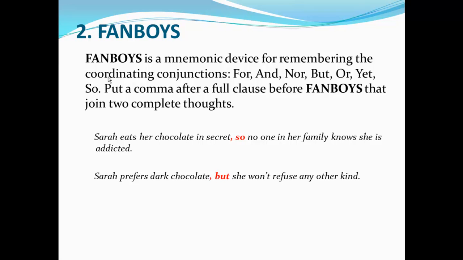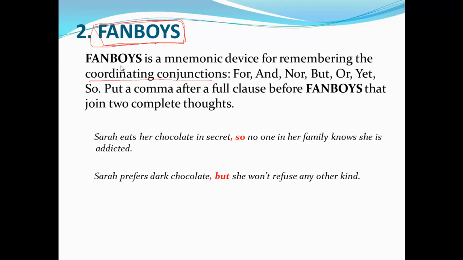Okay, the second principle is something related to fanboys. I'm thinking somebody really good looking like Brad Pitt, topless. He's fanning me and I'm lying on the beach having a good time, and fanboys, right? Fanboys. Doesn't that image come to you? Anyway, Fanboys is a mnemonic device for remembering coordinating conjunctions.